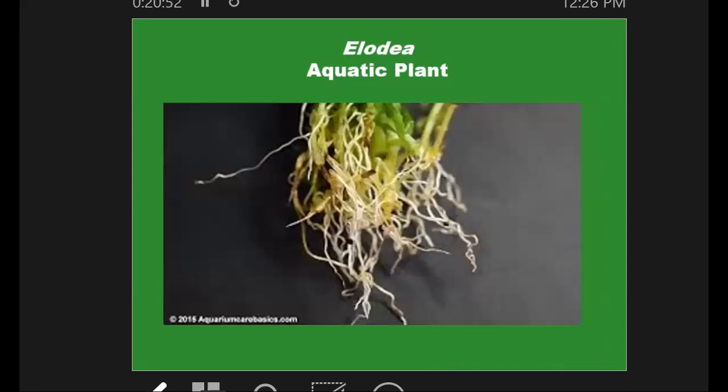I believe you also had a living Elodea plant to look at. Some people say Elodea. I say Elodea. This is an aquatic plant. You can find it around here. It was kind of hard to go find it right now, so we went and bought one. But you can find them around here all over the place.